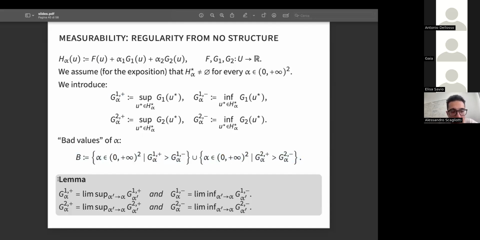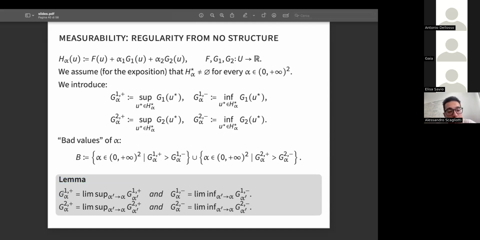What is the lemma that we prove? The lemma that we prove is essentially a measurability, some regularity of these functions G1 plus and G1 minus. What we have is that G1 plus is upper semi-continuous, and indeed is slightly more than upper semi-continuous. Upper semi-continuity here would simply give a greater or equal, but here we have an equality. And similarly for the other one.